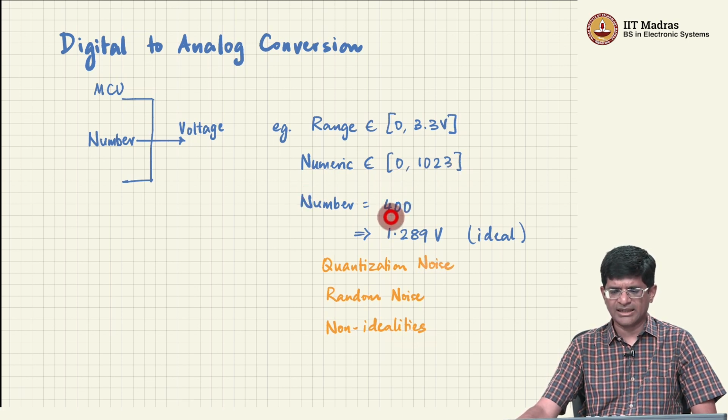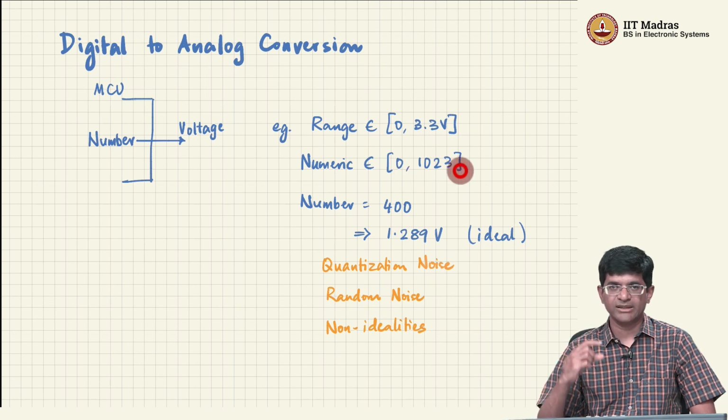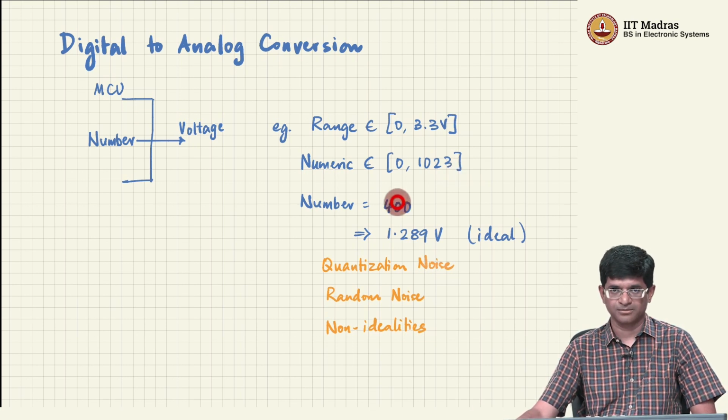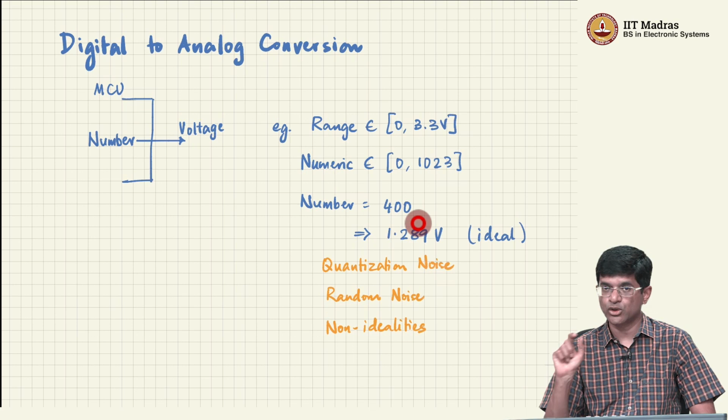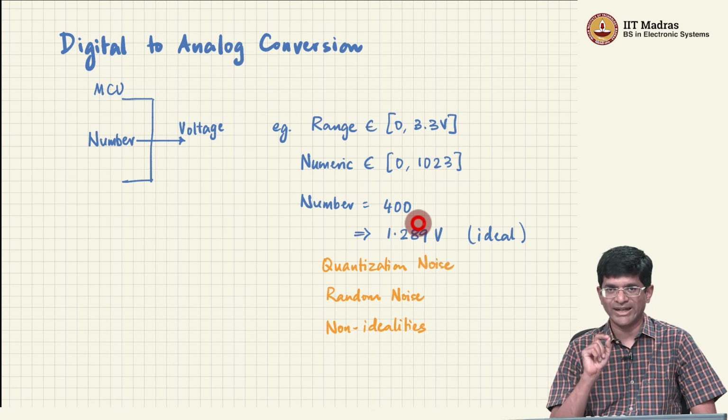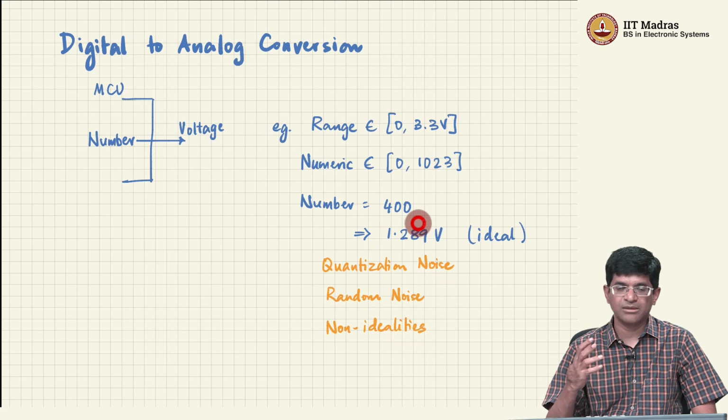Now let's say I wanted to generate a value corresponding to the number 400. I would take this 400, multiply it by 3.3 volts, and divide by 1024. 3.3 volts divided by 1024 is your step size, which means that the number 400 should ideally correspond to 1.289 volts. Now clearly this is already over specified, because I know that my resolution is only 3 millivolts, so I can't really get 1.289. I can only say 1.289 plus or minus 3 millivolts, basically.